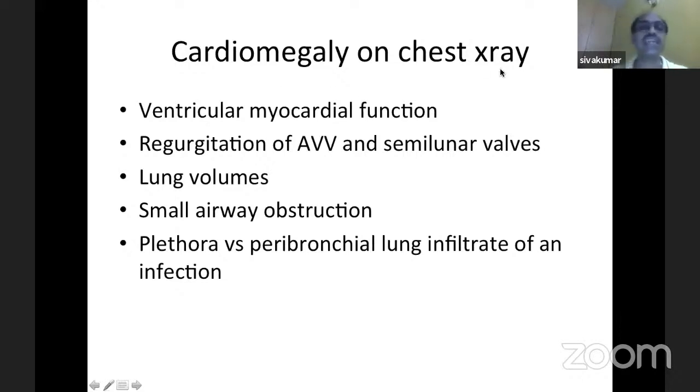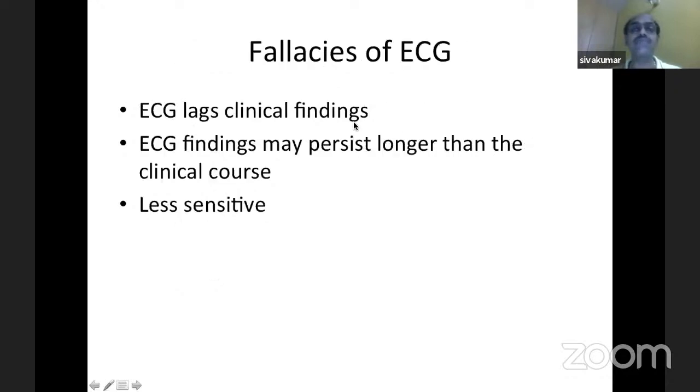Cardiomegaly on chest X-ray is dependent on ventricular myocardial function. If the myocardial function is low, a large VSD with Eisenmenger syndrome with associated dilated cardiomyopathy will have a large heart. Regurgitation of AV valves and semilunar valves will have a large heart. And if the lungs are hyperinflated, as in emphysema or asthma, the heart can be smaller. So plethora or peribronchial lung infiltrate due to a pneumonia or an infection cannot be differentiated clearly. So chest X-ray may have fallacies.